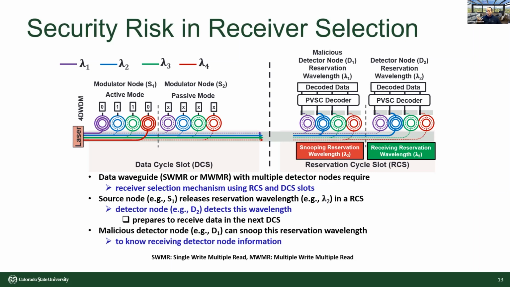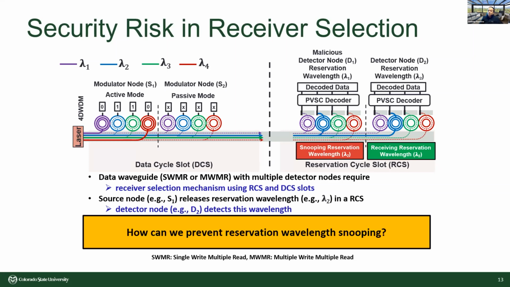Now, if you actually have a malicious node snooping information, it can snoop this wavelength selection and/or detector selection by snooping that wavelength associated with the detector. And now it has information about the receiver. If it also has information about codes, it can now decrypt and actually snoop the data successfully.